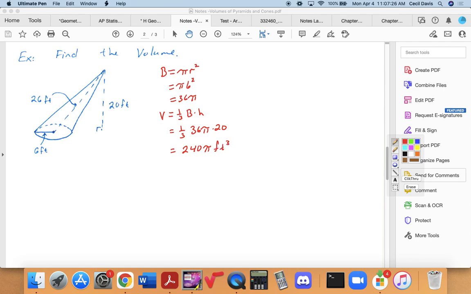So let's see, that'd be 12 times 20, which is 240 pi cubic feet. I forgot it was a third. You forgot the 1/3? Well, I did 360 because I thought it was half. So yeah, that's not good.